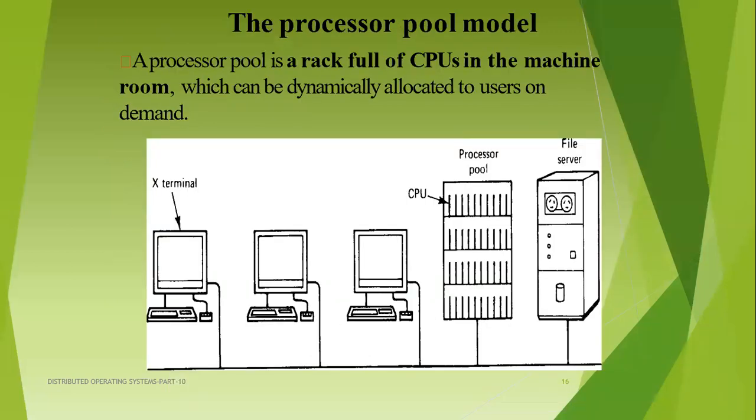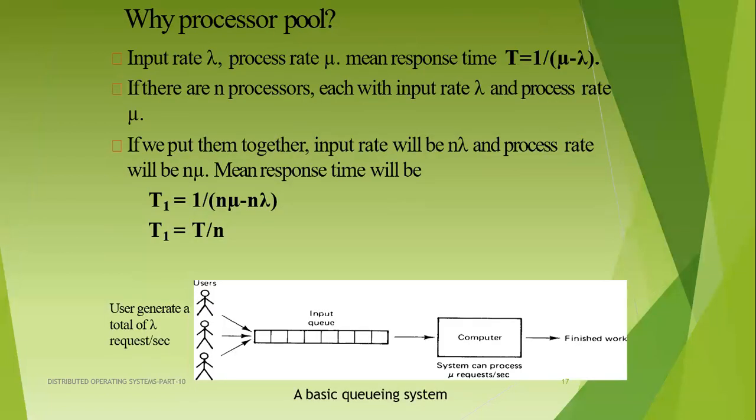A processor pool is a rack full of CPUs in the machine room, which can be dynamically allocated to users on demand. The input rate is lambda, the process rate is mu, and the mean response time is calculated. If there are n processors, each with input rate lambda and process rate mu, when you put them together, the input rate will be n lambda and the process rate will be n mu. The mean response time can be calculated like this.